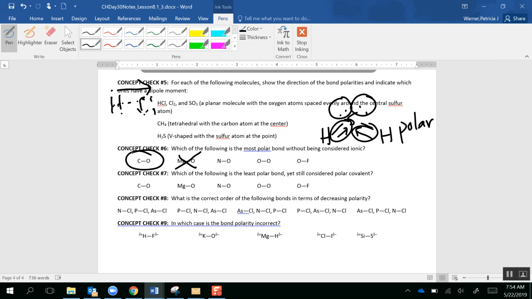Which of the following is the least polar bond, yet still considered polar covalent? So again, this one is an ionic bond, not covalent. This one is not going to be polar covalent. It's going to be completely covalent. And so in this example, we really need to go back up to the table because nitrogen is right next to oxygen and so is fluorine.